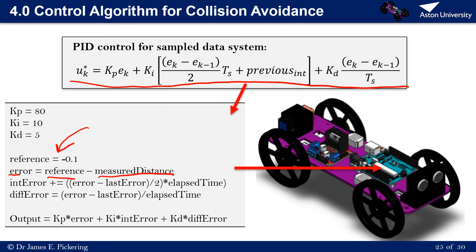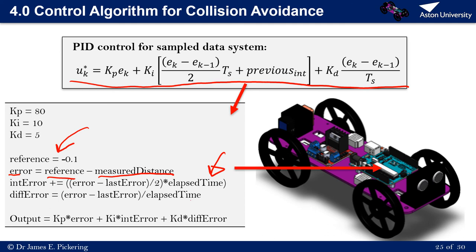The integral error is just effectively the equation that we determined. So the difference between the errors divided by 2 multiplied by the elapsed time. So the elapsed time will just be the sample interval. Diff error, which is the error taken by last error, divided by the elapsed time, which again is a sample time, 0.01. And then the output here you can see just becomes Kp multiplied by error plus Ki multiplied by integral error plus Kd multiplied by diff error.